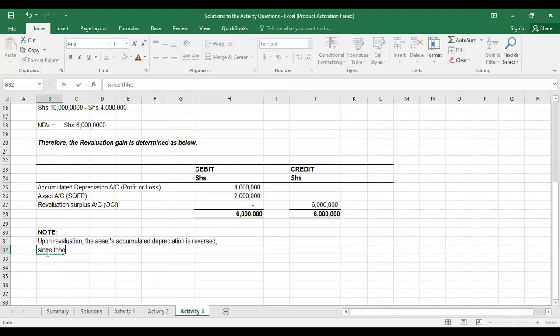Since the asset now has a new value, its accumulated depreciation no longer needs to be held in the books.